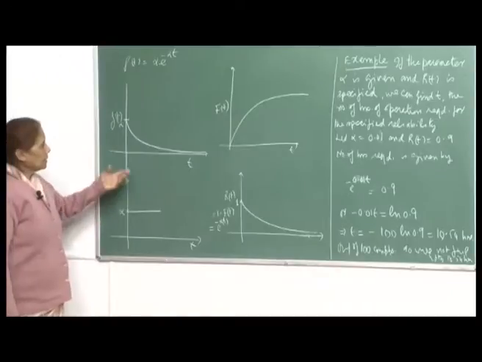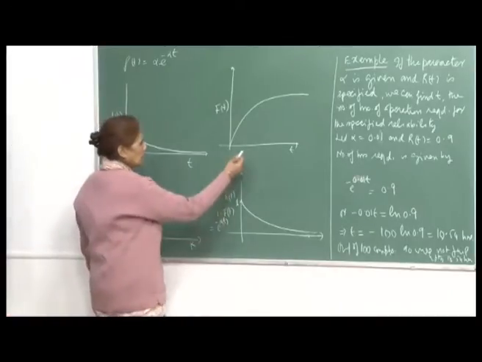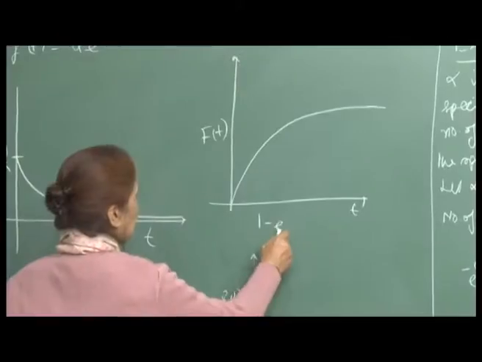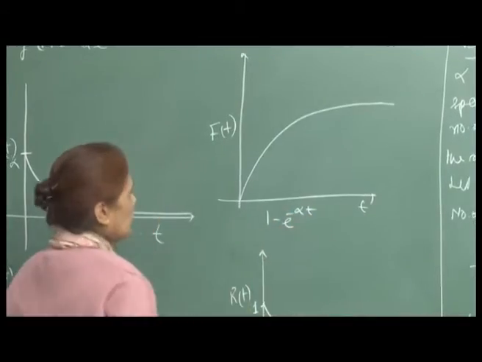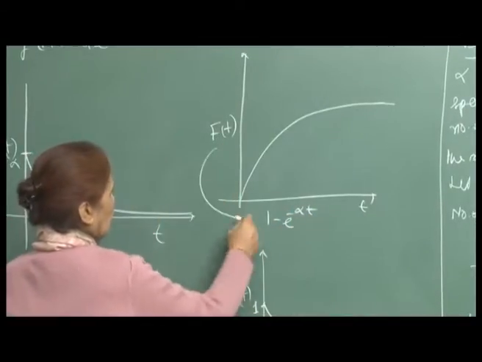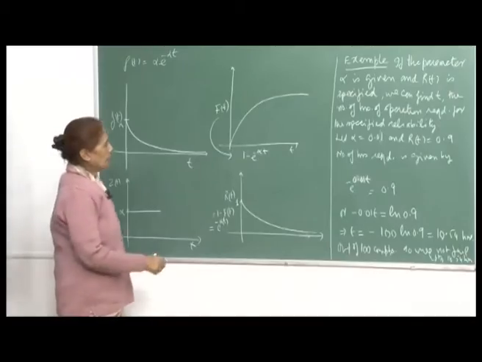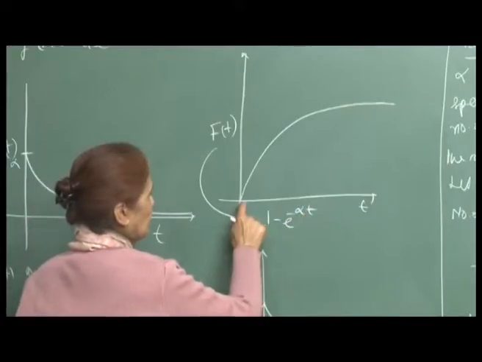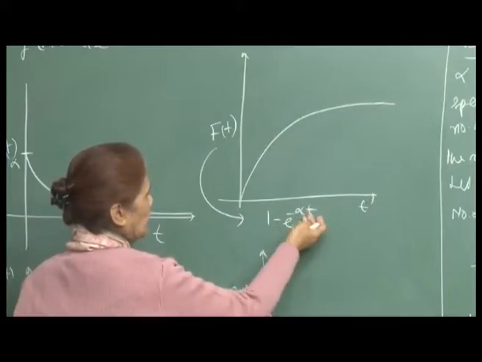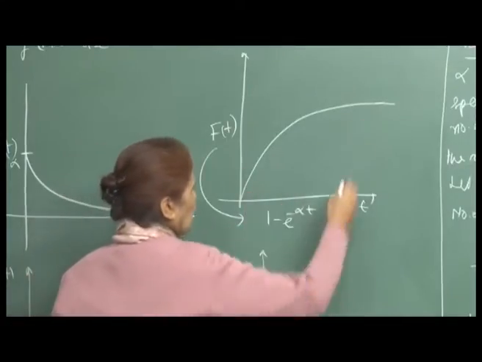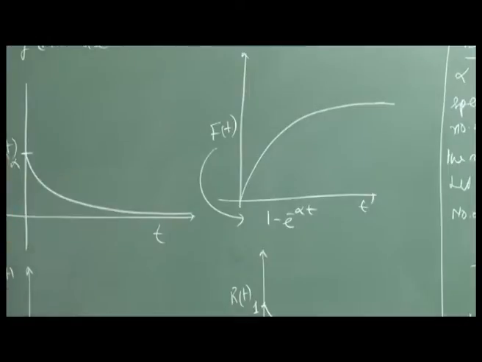Then F(t) would be 1 minus e raised to minus alpha t. So at t equal to 0, this will be 0, and then as t goes to infinity, the function finally goes up to 1.